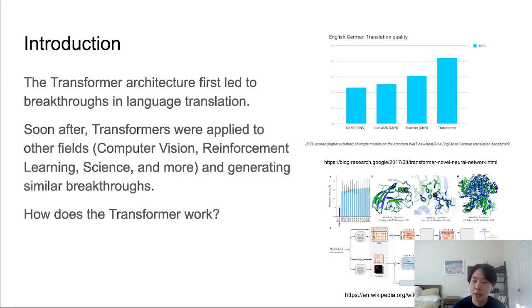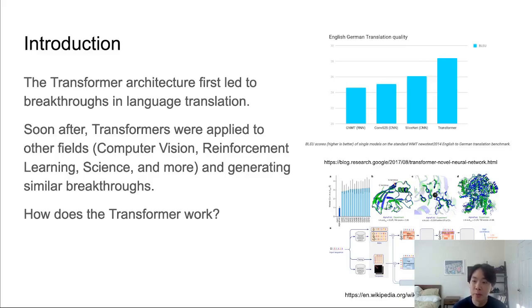When the transformer architecture was first introduced, it led to breakthroughs in language translation, and soon after, many people applied transformers to other fields such as computer vision, science, protein folding, and reinforcement learning, and generated similar breakthroughs.